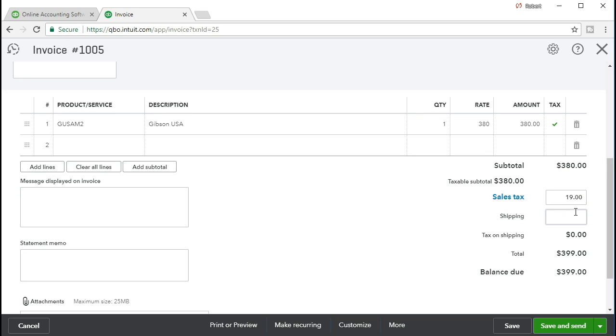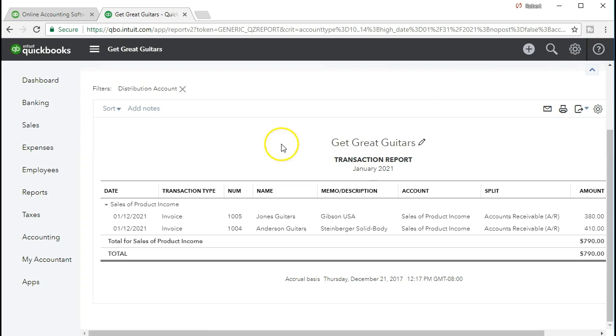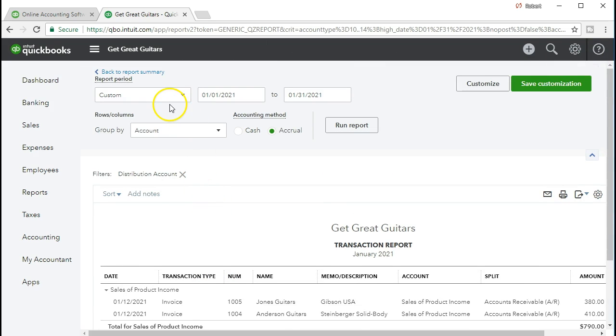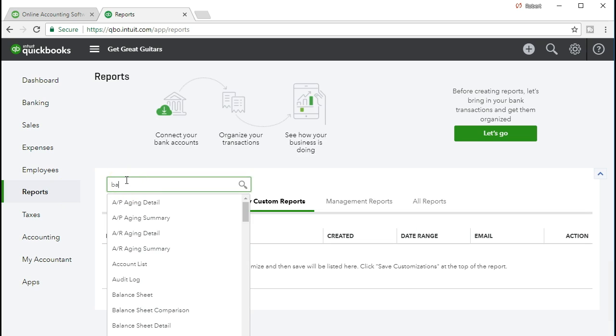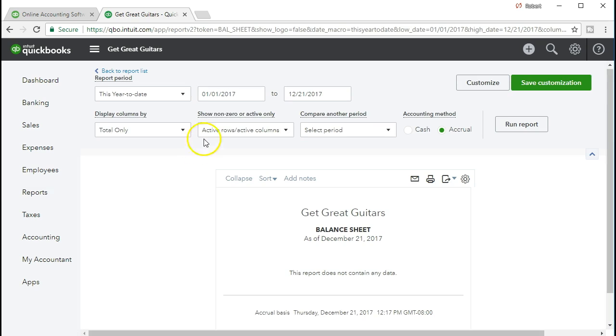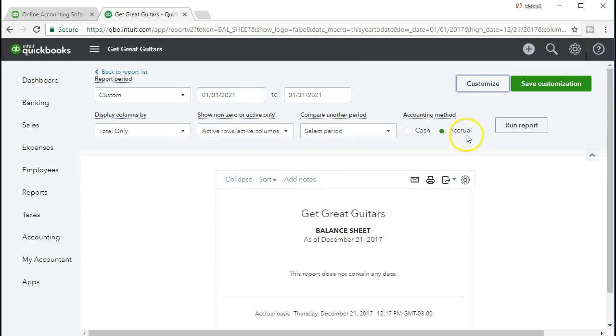Where would that go? We don't get to keep that, it's a liability. So it's going to go on the balance sheet. So let's close that out. Go back to the balance sheet by going to Reports. We'll type in balance sheet. Once again, balance sheet in Reports. We'll change the dates once again, January 1st, 2021 to January 31st, 2021. We're going to run that report.